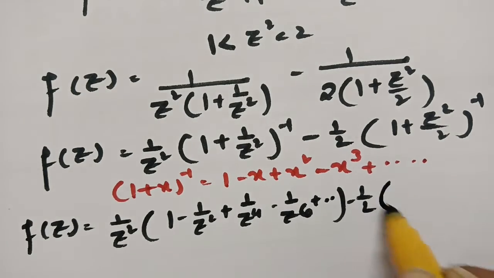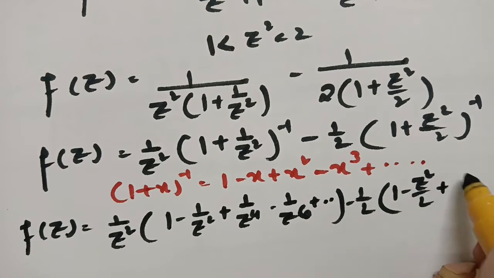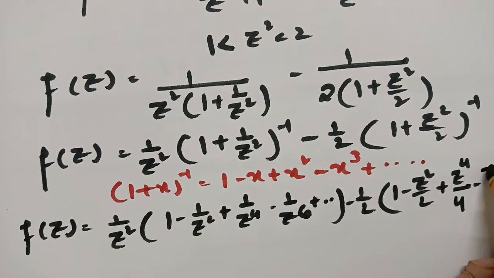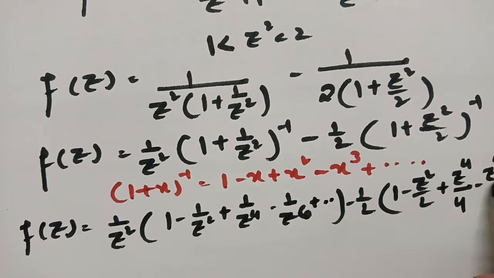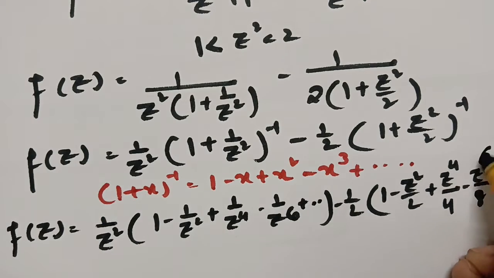Here this is minus half times (1 minus z² by 2 plus (z²)² by 2², which is z⁴ by 2², minus z⁶ by 2³, plus z⁸ by 2⁴ and so on).